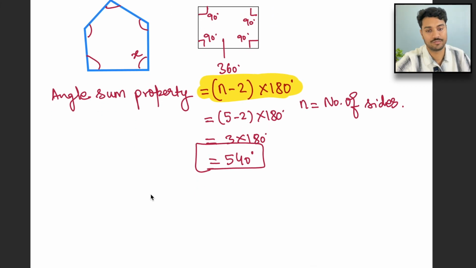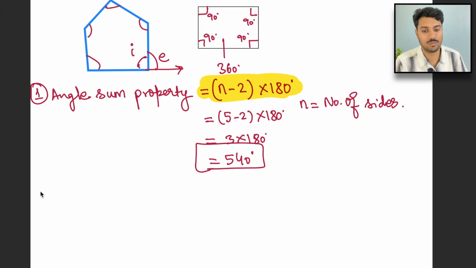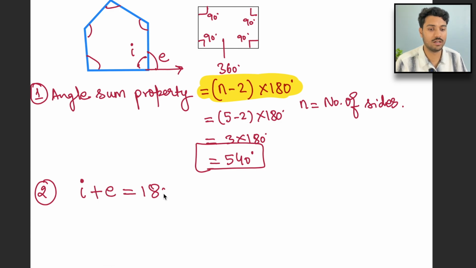Second formula: how do we find the exterior angle? Let's say this is the interior angle, marked as I, and this is the exterior angle E. From here we get another formula: interior angle plus exterior angle always adds up to 180 degrees. So this is the second formula.